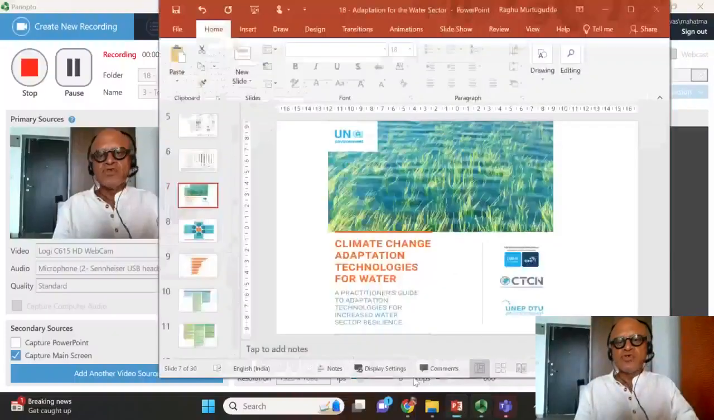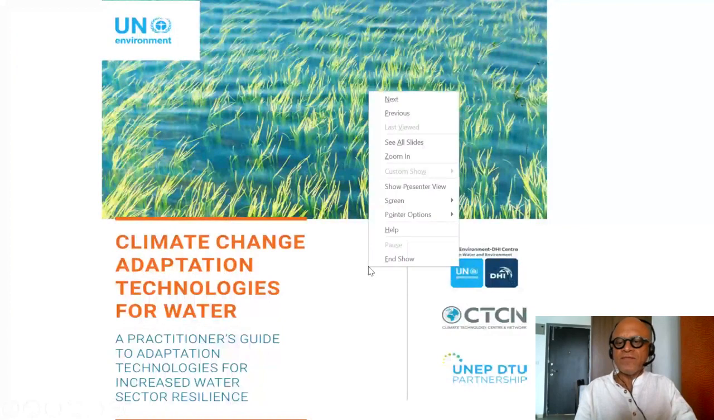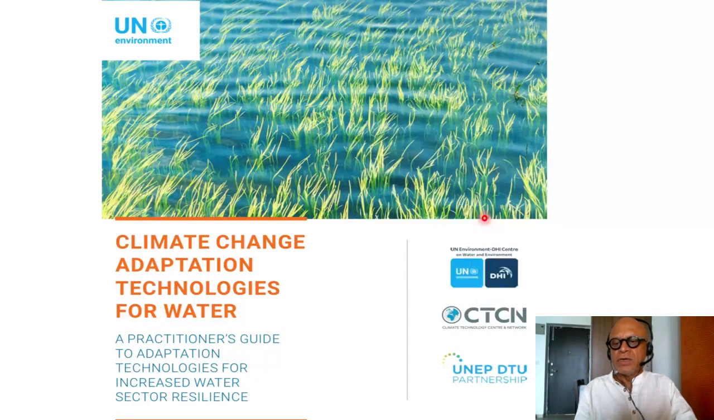So I'll continue my way of doing things. So I'll take another report from these collaborations between UNEP, DHI Center, CTCN, which is the Climate Technology Center and Network, and UNEP DTU partnership. It's called Climate Change Adaptation Technologies for Water, a Practitioner's Guide to Adaptation Technologies for Increased Water Sector Resilience.